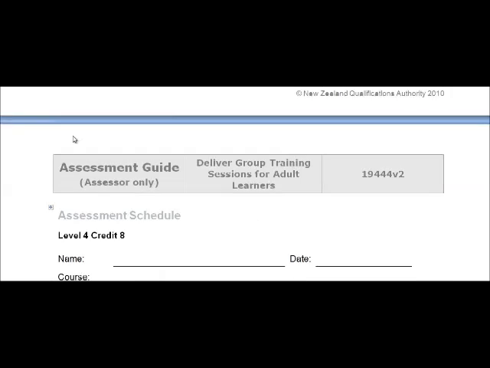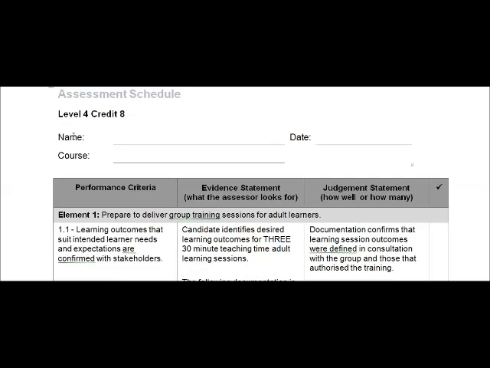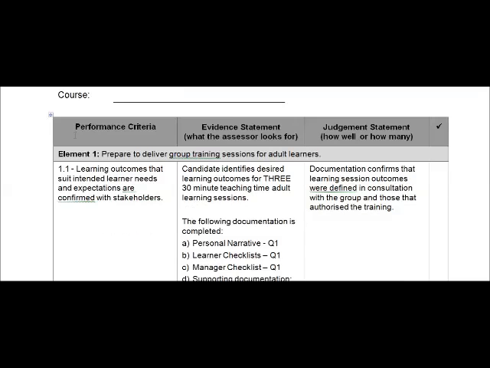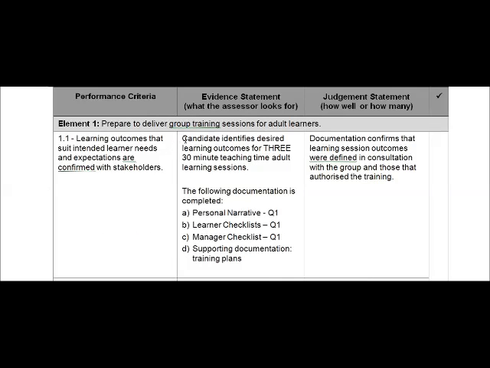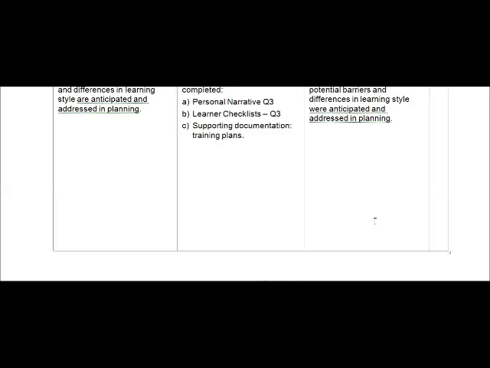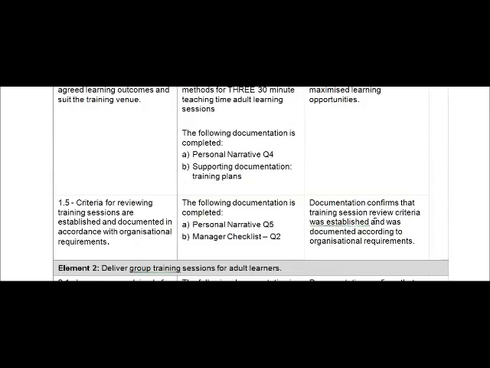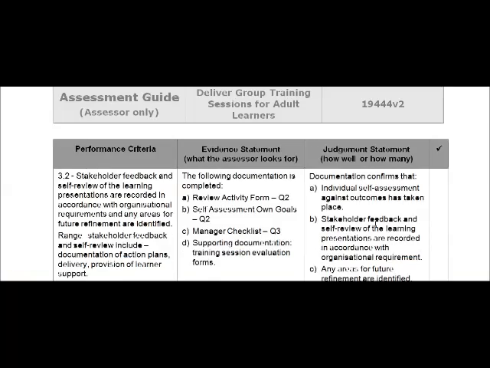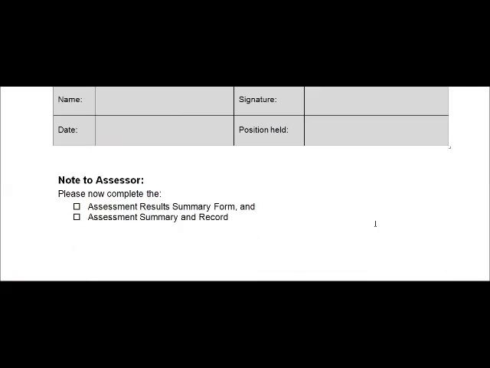And lastly, on these pages here, this is the assessment schedule. So this is what Edbiz are going to use to mark your assessment. The evidence statements, what you need to provide us, and the judgment, how good that evidence needs to be. Okay, so familiarise yourself with this, because this is what you're going to be marked against. So that's on those pages there. All right, so that's just for your own reference.